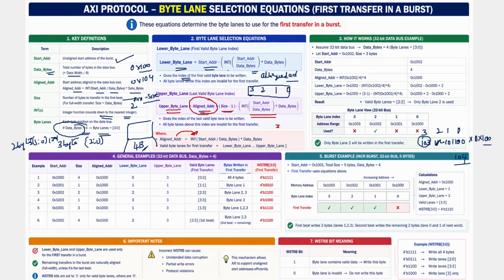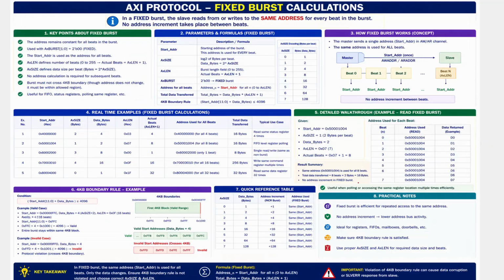That means byte lane: suppose 3 down to 0, this is the lower byte lane, and then 3 is the upper byte lane. So you will calculate. Suppose we consider one example where start address is 101, total size is 5 bytes, and data bytes is 4. Okay, in this way I will calculate my next address. That means the aligned address I need to calculate. How will we calculate the aligned address? Just take the start address that they will give you.